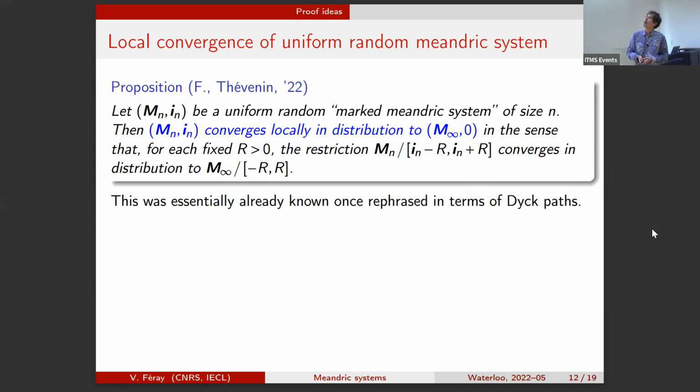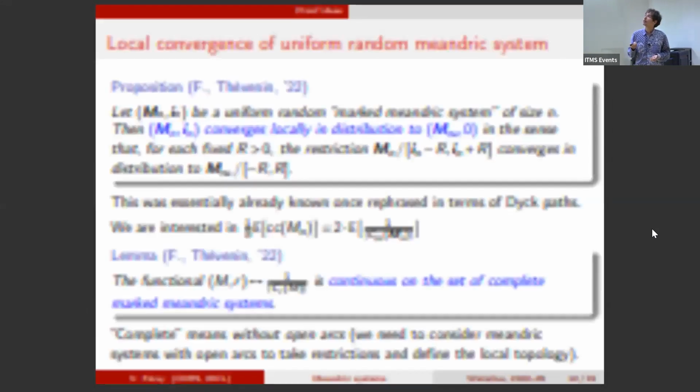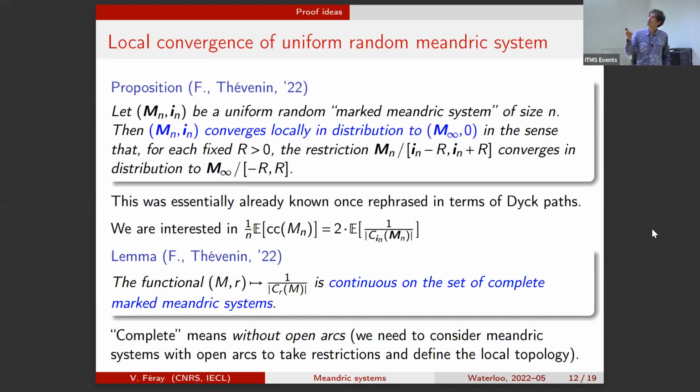Okay, and so now we're happy with that, but what we wanted is not the convergence of this marked meandric system. We wanted to look at the expectation of the inverse size of the component. And we studied a bit to do that. What we do is look at this inverse size of the component as a functional on the set of meandric systems. And what we could prove is that it's continuous. So it's not continuous on the whole set of meandric systems.